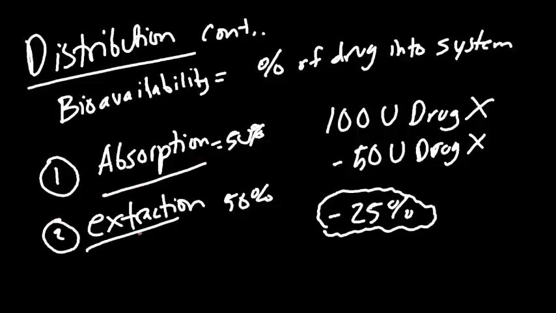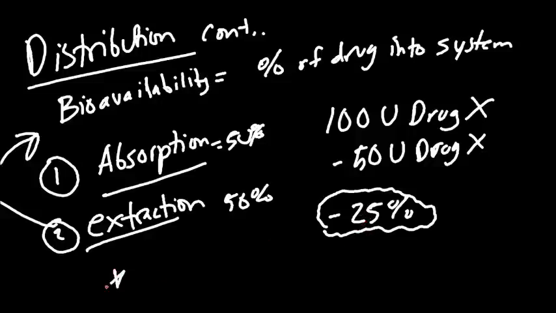So you have to take into account absorption, and you also have to take into account extraction. Two factors accounting for bioavailability. So my ultimate bioavailability is the amount of the drug into the system that we can actually use. It takes into account the absorption, takes into account the extraction, and the final amount is going to be our bioavailability. So if we gave the 100 units, only 25% will be available for our biologic processes.